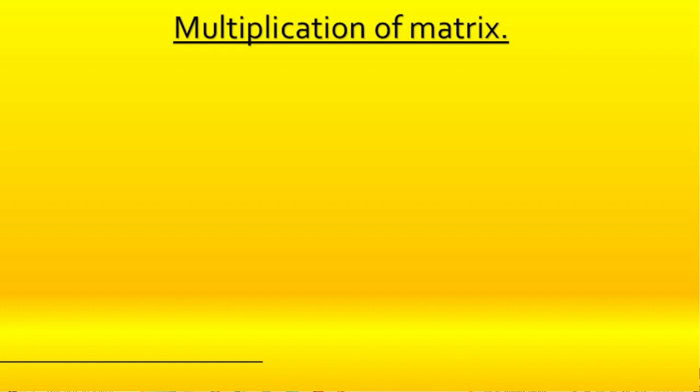So look here, when you multiply two matrices, the order of the matrix matters. Suppose the order of matrix A is m into n, and the order of matrix B is n into p. Then the order of the resultant matrix C is going to be m into p. Remember this. This is very important.